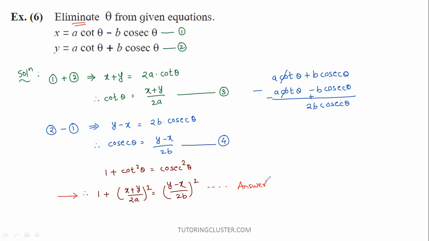So this is how we have to solve some examples based on trigonometric ratios. Simply you have to remember the definitions of trigonometric ratios, the trigonometric identities, and how we can apply the Pythagoras theorem in a right angle triangle. These three to four points are enough to solve exercise number 6.1.